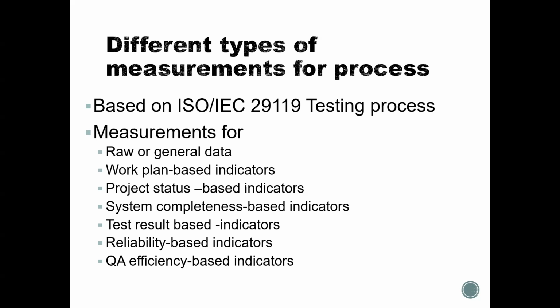For example, this ISO 29119 testing process measurement is used for raw as well as generated data, like what the input was that you give to the whole process. Work plan based indicators, project status based indicators. So there are multiple indicators with which you can measure the performance or the quality of the whole testing process.